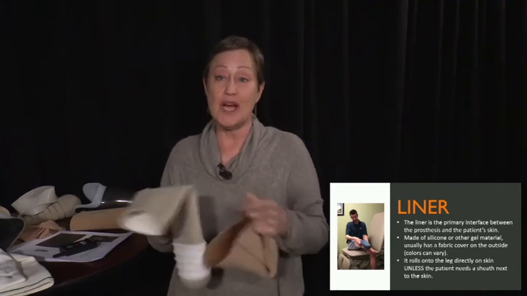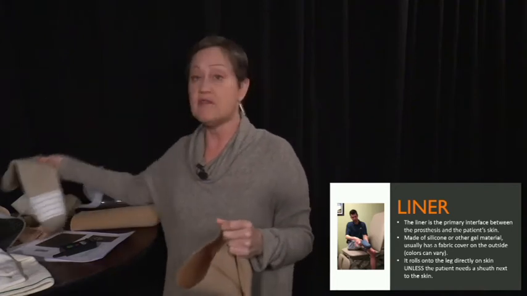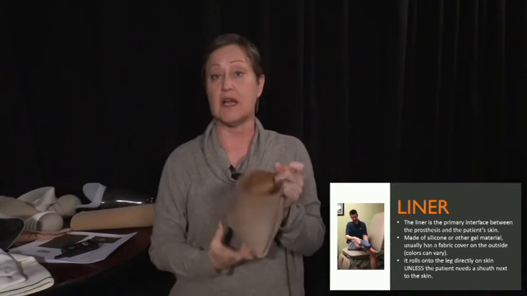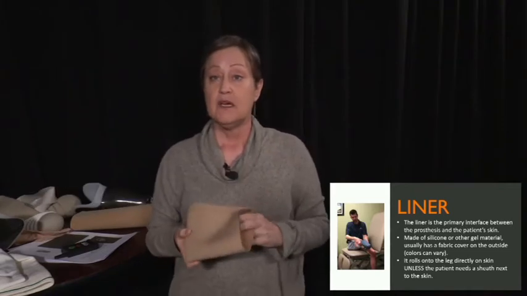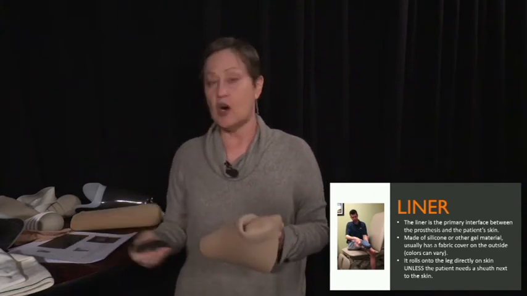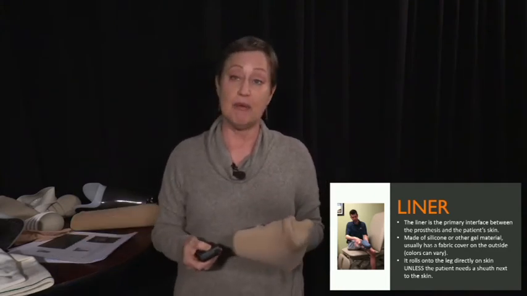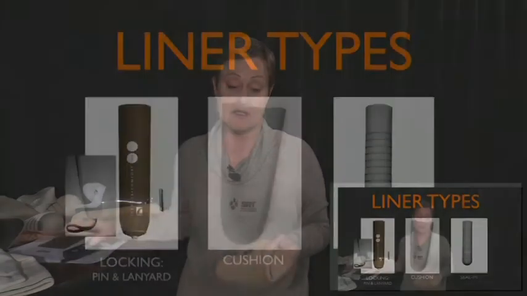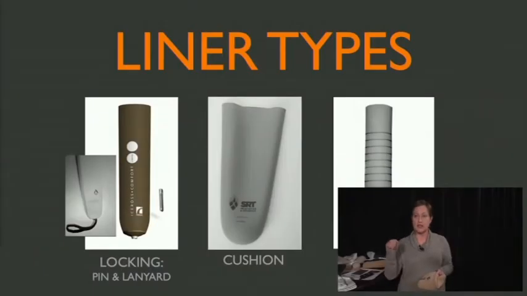And there are also liners made out of urethane for some of the higher level suspension systems like elevated vacuum. The other thing to know in general about liners is there are a few different general kinds based on the suspension system. So we're going to touch on each one of these three kinds of liners that are listed on this slide. There's a liner that's called a locking liner, a liner that's called a cushion liner. That's what this one is, it doesn't have any attachment on the end of it.